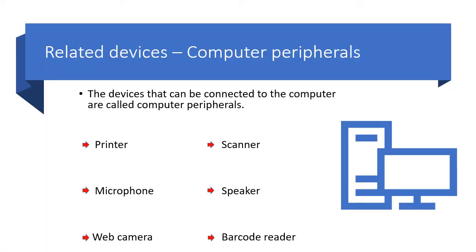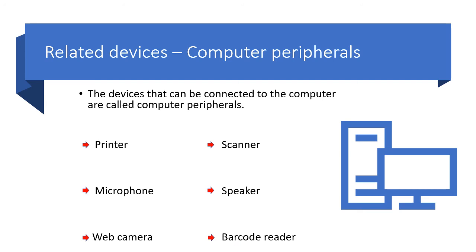Related devices or computer peripherals. What do you mean by related devices or computer peripherals? The devices that can be connected to the computer, or the devices that are connected externally, are called related devices or computer peripherals. There are many peripheral devices like printer, scanner, microphone, speaker, web camera, barcode reader, etc. Now let's study one by one.